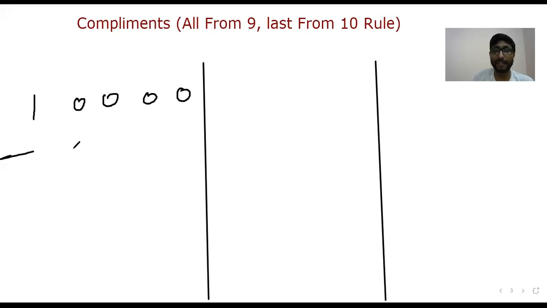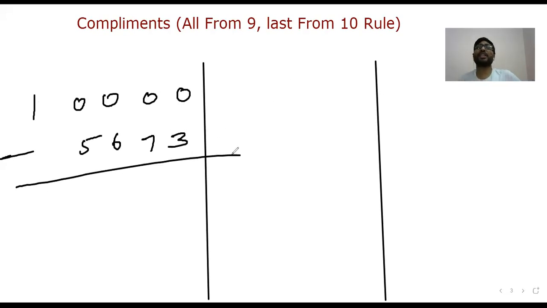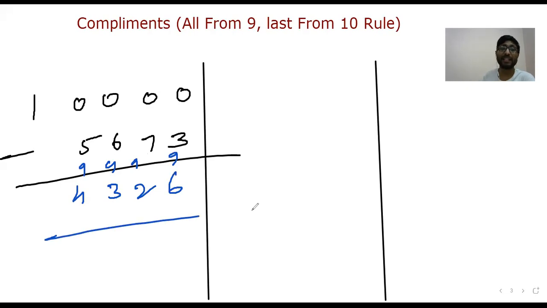Okay, 10,000 minus 5673. If somebody asks a question like this, can you answer in one step, in 5 seconds? I think no, right? Now, by applying all from 9, last from 10: 9 minus 5 is 4, 9 minus 6 is 3, 9 minus 7 is 2, and 10 minus 3 is 7, so the answer is 4327. Very simple, no? I hope you understand now.